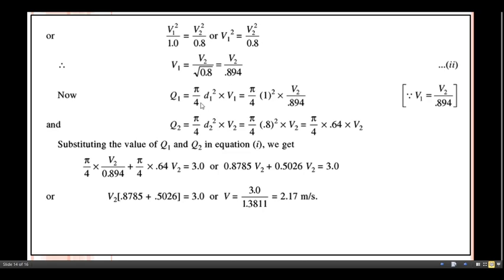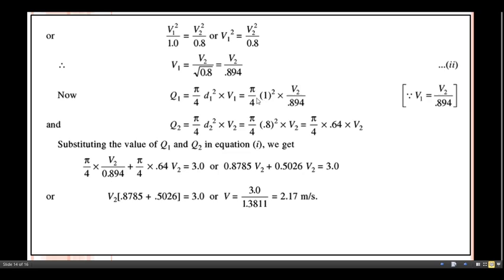At the same time, we know the discharge relation, that is Q1 equals pi by 4 into D1 squared multiplied by V1, and Q2 equals pi by 4 into D2 squared multiplied by V2. Now substitute the values for D2 and D1, and you can get the relation for Q1 and Q2. Once we get this relation, we know that the total discharge Q is Q1 plus Q2.